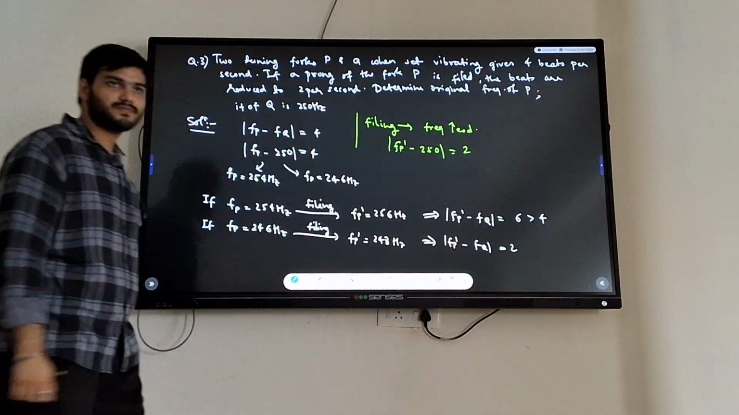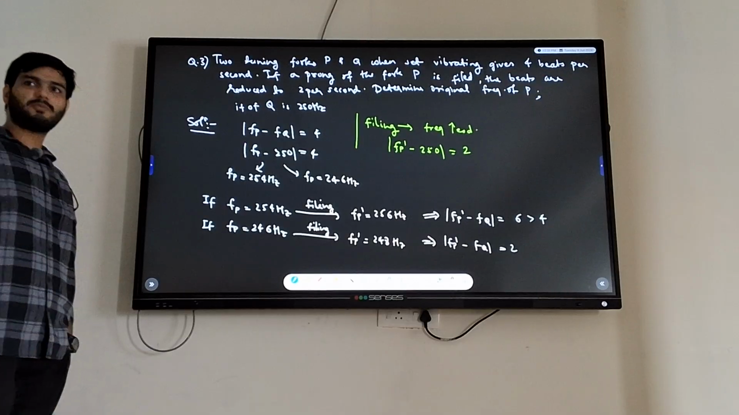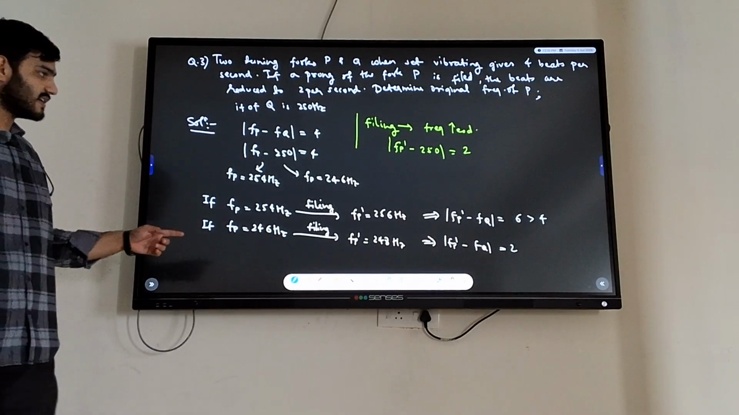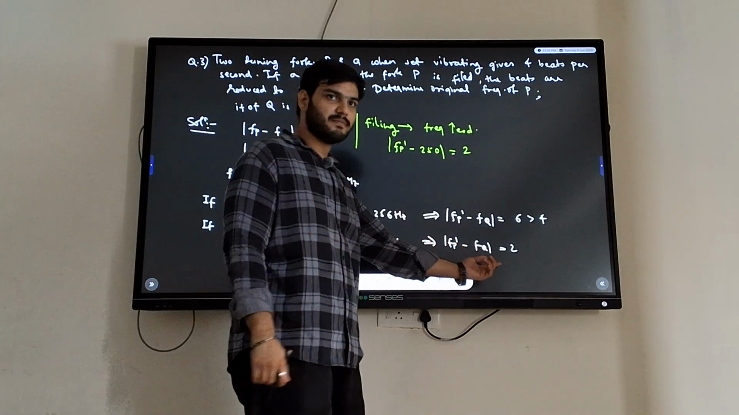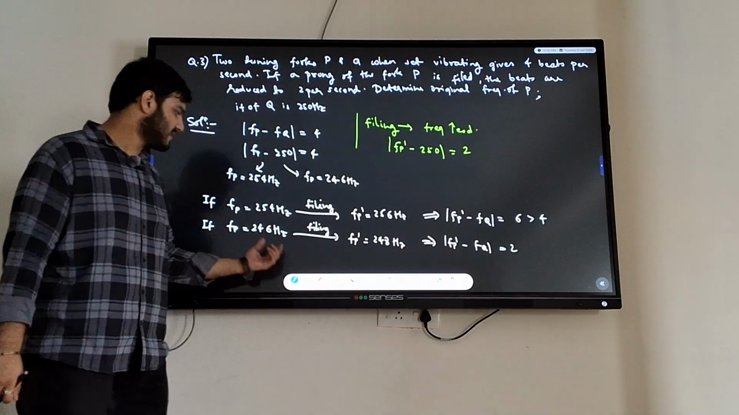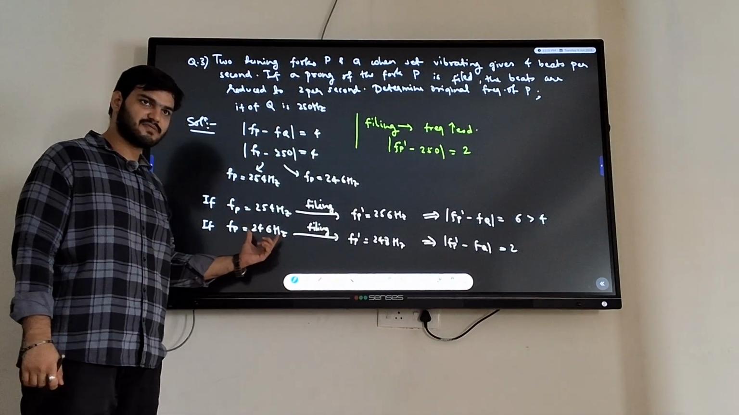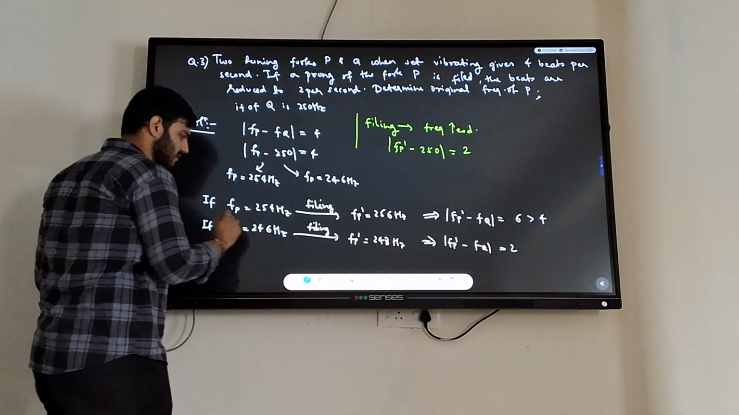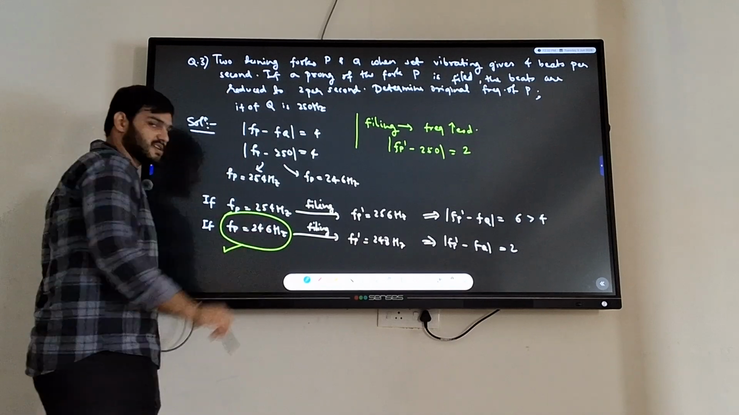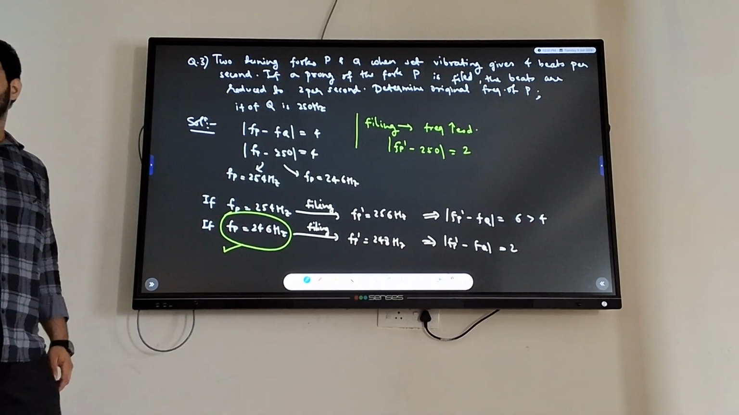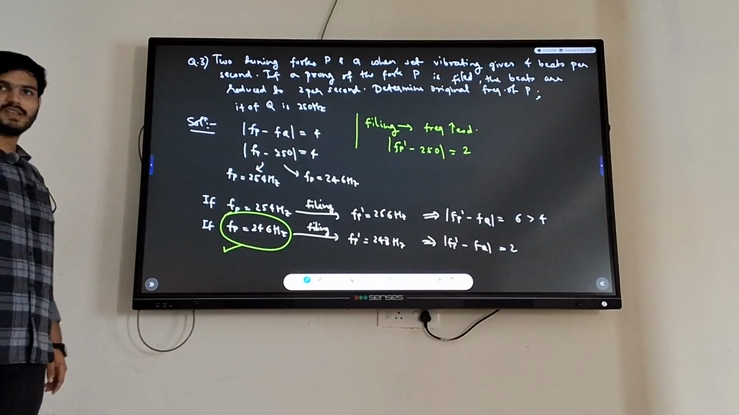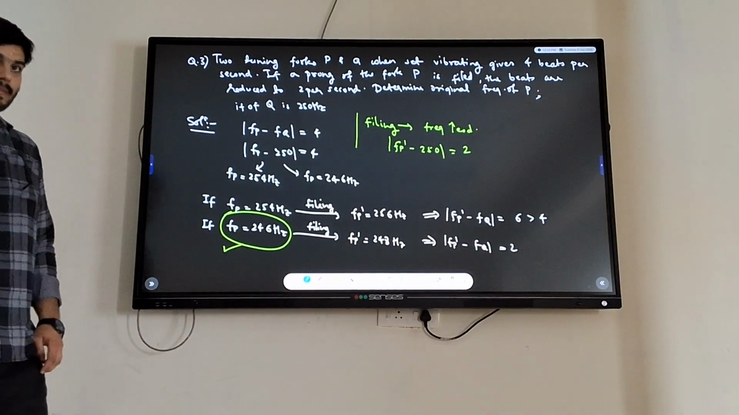That's 2. So what is the only possible case in which you can get this condition fulfilled? The only possible case is this one. If this were to be true, only then. So this is correct. Do you understand? Yes? What does it physically mean?